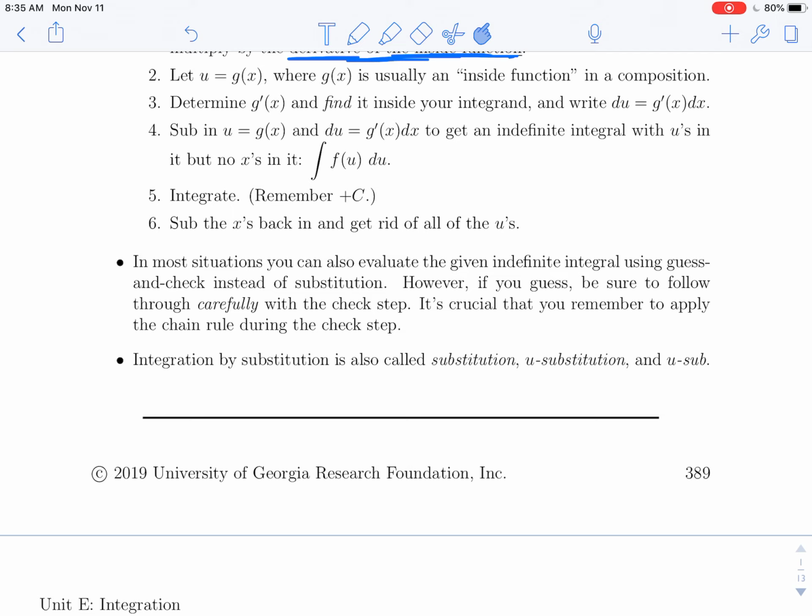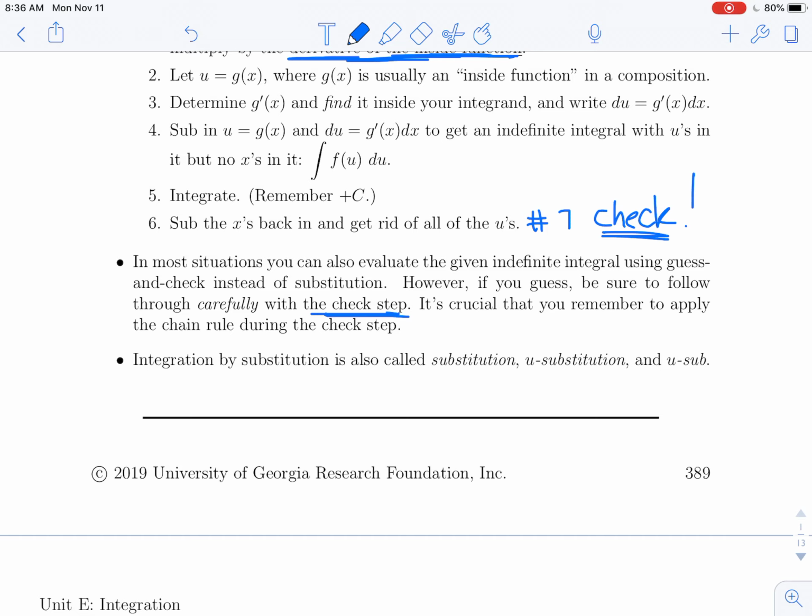In most situations, you can also evaluate the given indefinite integral using guess and check instead of substitution. However, if you guess, be sure to follow through carefully with the check step. It's crucial that you remember to apply the chain rule during the check step. And in fact, anytime you work a problem using integration by substitution, it's a good idea to check your answer, regardless of how you got it. And so maybe that should be like a number 7 here, optional, but highly, highly recommended, is check the answer that you got.